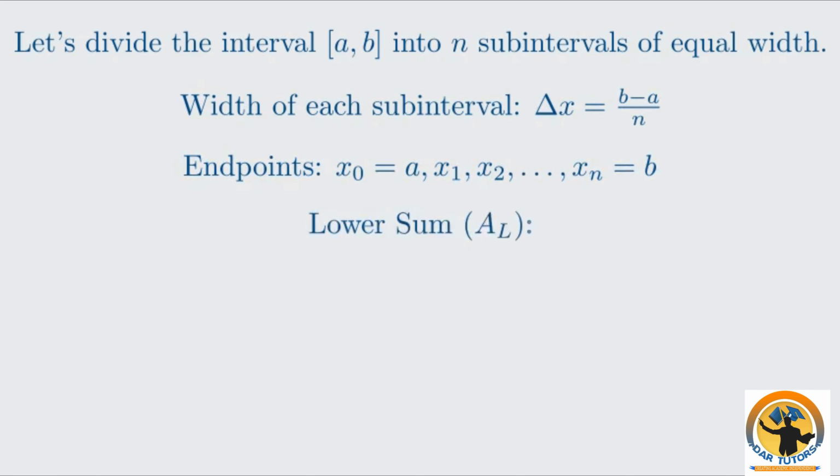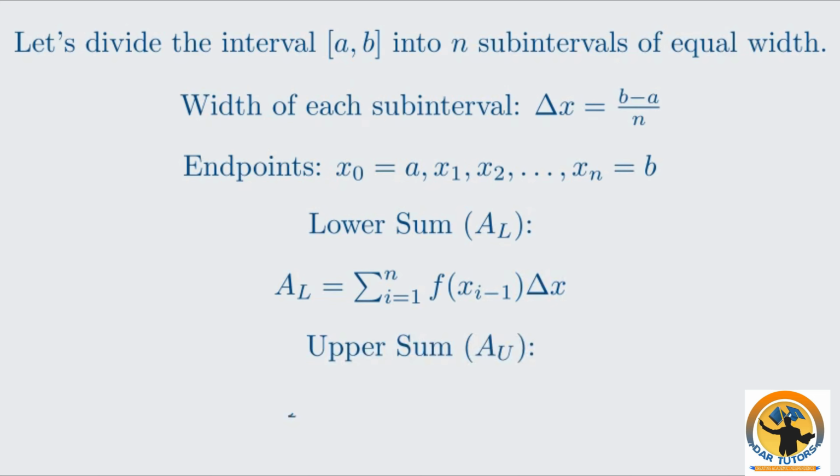The lower sum, A sub L, is the sum of the areas of n rectangles. The width of each is delta x. The height of the ith rectangle is the function value at the left endpoint of the ith subinterval, which is f of x sub i minus 1. We can write this using sigma notation as the sum from i equals 1 to n of f of x sub i minus 1 times delta x.